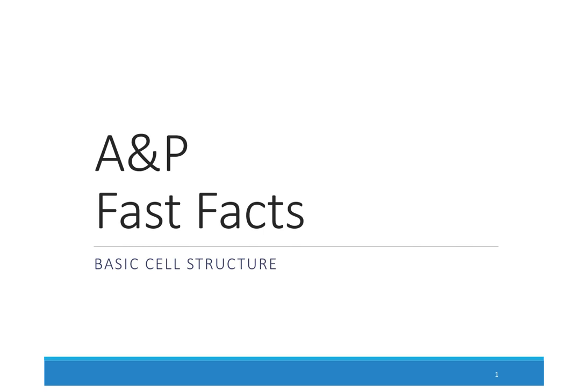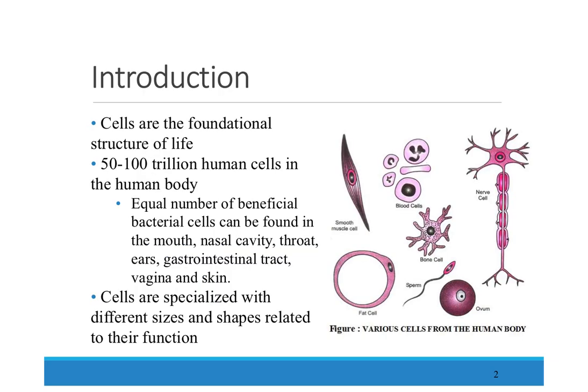In this video, I'm going to talk briefly about how cells are put together, or cell structure. Now, you already know from basic biology that cells are the foundational structure of life. A single cell is alive, and it's the smallest unit of living things. In our human bodies, we have between 50 and 100 trillion cells, it's estimated. That, of course, depends on how big of a person you are.